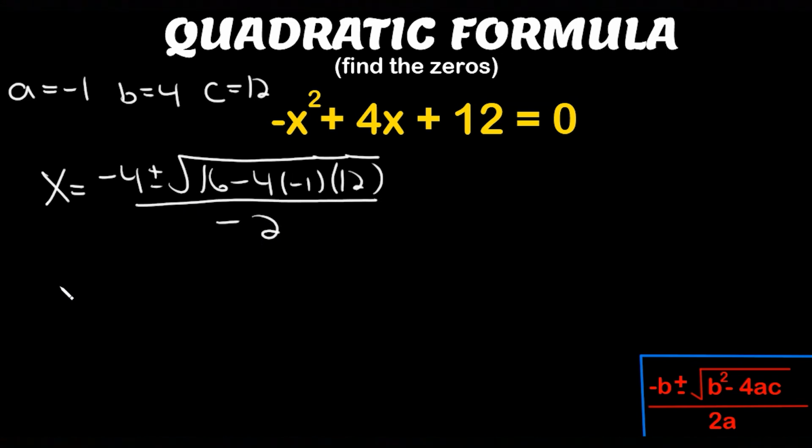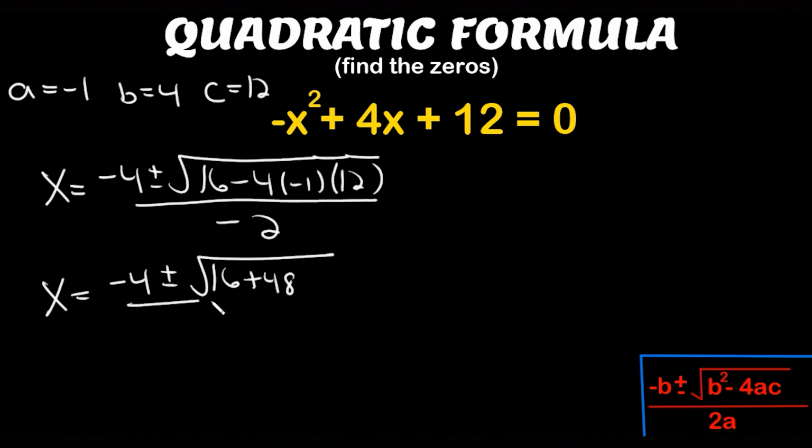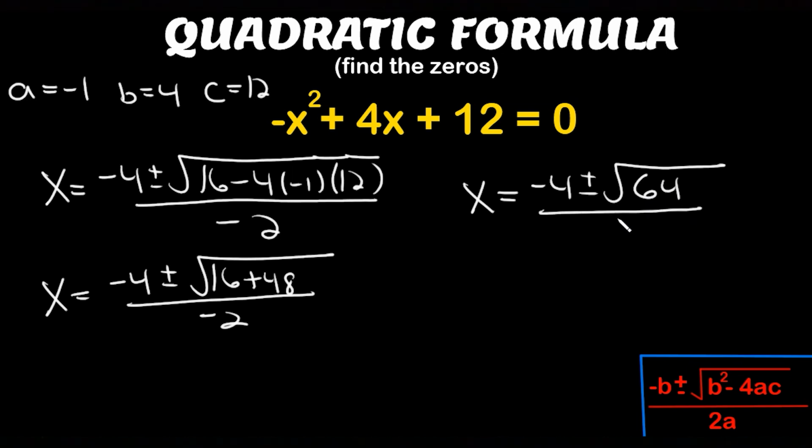Now let's clean up what we have underneath the square root. So we have x equals negative 4 plus or minus the square root of 16. Now doing this part here, negative 4 times a negative 1, that will give you positive 4. And then 4 times 12, you get positive 48. So plus 48 all over negative 2. So let's continue with the problem. We get x is equal to negative 4 plus or minus the square root of 16 plus 48, you get 64, another perfect square, all over negative 2.